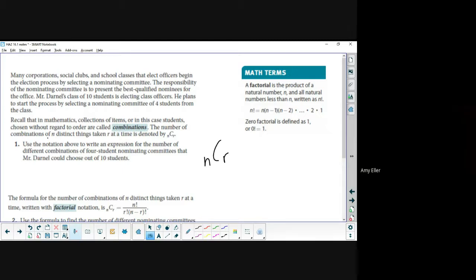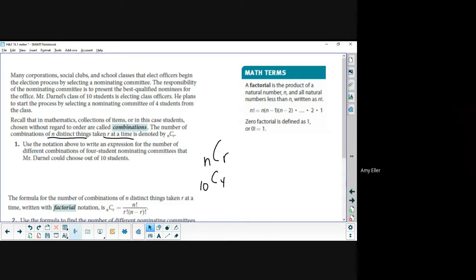So we have n distinct things taken r at a time. How many does he have and how many does he want to select at a time? He has 10 students and he wants to select or choose 4. That's it. How many you're picking from and how many you're going to select. That's just sort of the notation that we write it in. We say 10, choose 4.